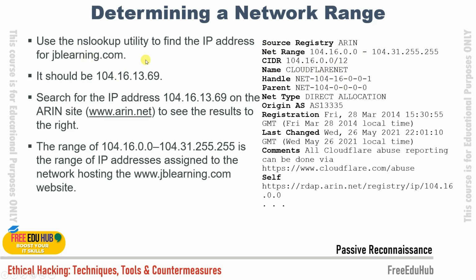So they use the Nslookup utility to find the IP address of JB Learning, which is the actual publisher of the book, and it showed the IP address and the range of the IP address, which is between 16.0 to 31.255, and that's the assigned IP address range for this specific domain.